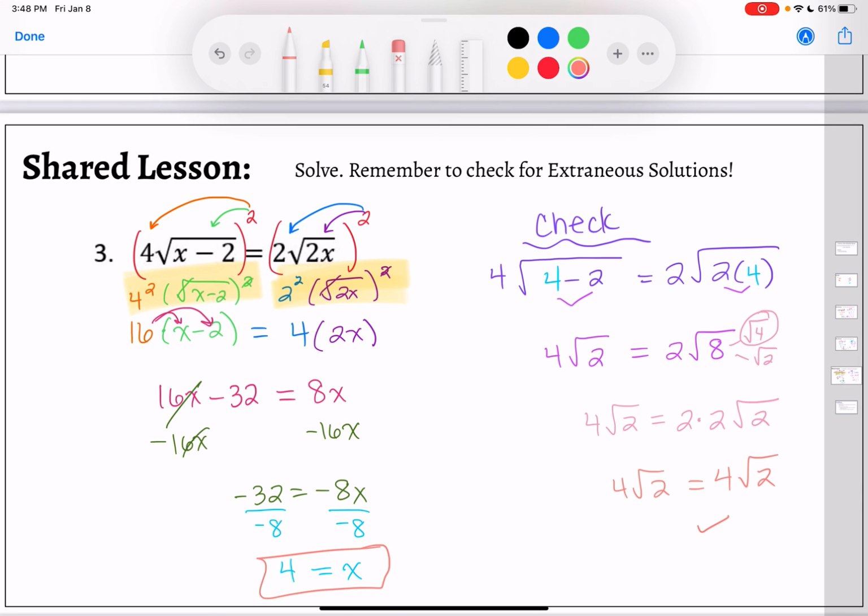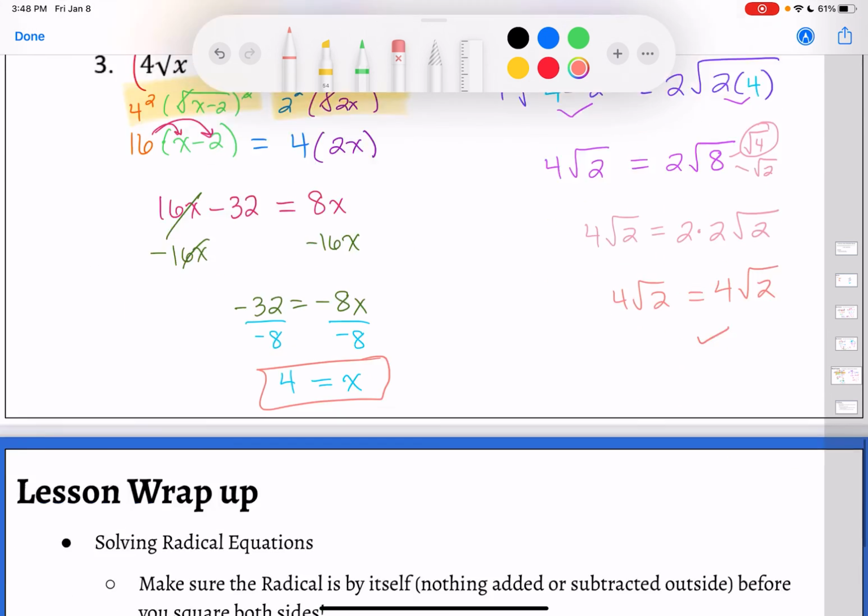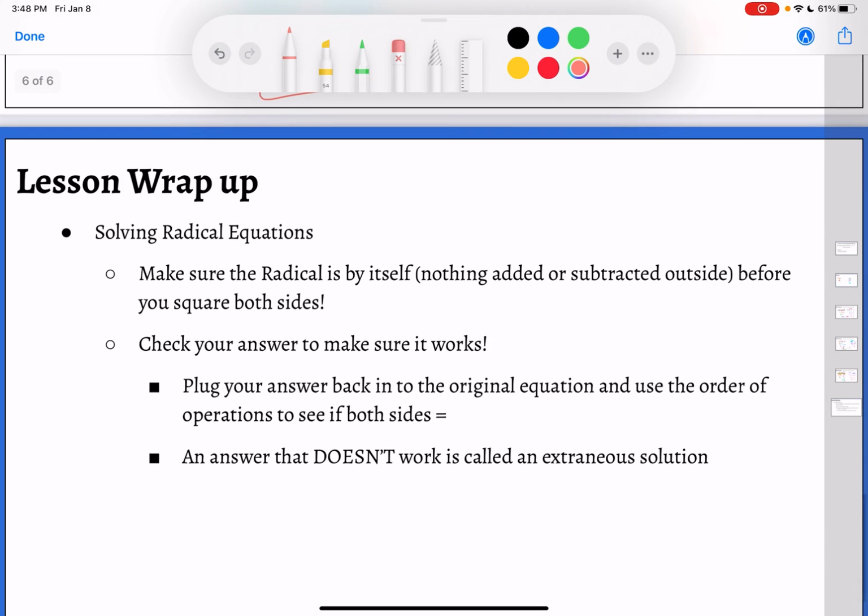Okay, so just watch those. If you have a number outside of the radical, you're going to square both parts is the big idea from today. Otherwise, everything is the same as the lesson from before. So watch for that radical to be by itself. You can't have anything added or subtracted on the outside before you square both sides. But if there's a number multiplied, okay, just be careful. Only do that when there's a radical on both sides, okay? And then don't forget to check your answer to make sure it works.